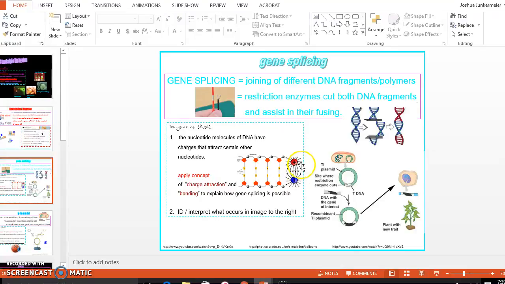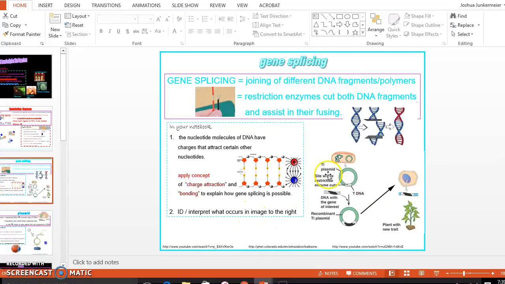And here you have positive and negative charges, and just study it and examine, are these arrows moving towards one another? Does it look like they pull each other or have some level of connection, right? In your response, you need to use the word charge attraction and the word bonding. All right, number 2 is identify and interpret what occurs to the image to the right.